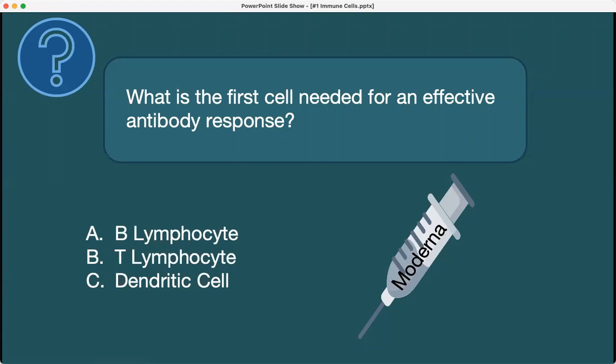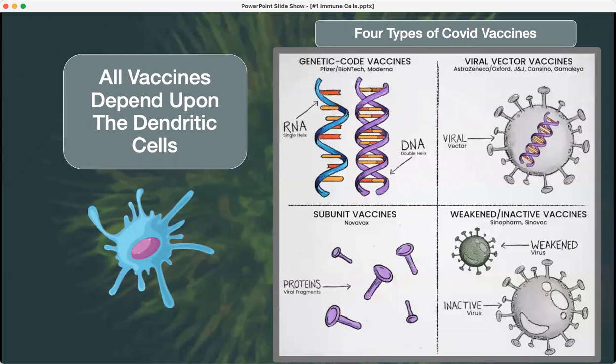What is the first cell needed for an effective antibody response? Is it the B lymphocyte, the T lymphocyte, or the dendritic cell? Answer, dendritic cell. Short-term memory check there. So all vaccines depend on having a robust dendritic cell.